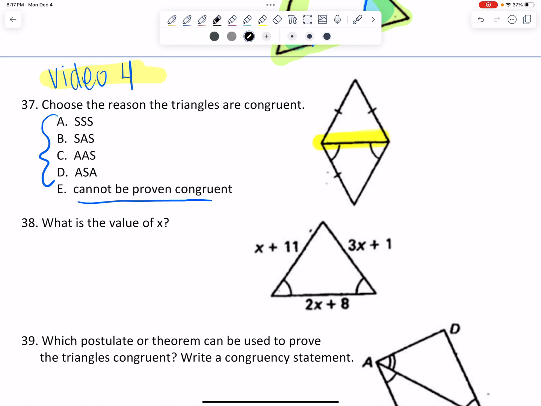So these overlap by the reflexive property. I'm going to add markings there. So what I have right now is a side, and a side of one triangle, the triangle that's on top, side, side, side. Then in the other triangle, though, I do not have that exact same information. I have an angle, a side, an angle, and then another side. So is any of that the same in both? No. And so what we're going to do is say it cannot be proven congruent based on what's in the picture currently.